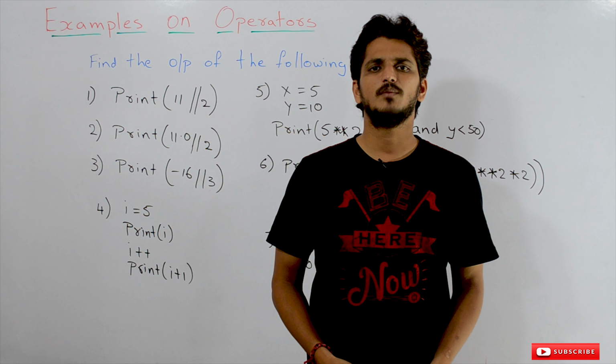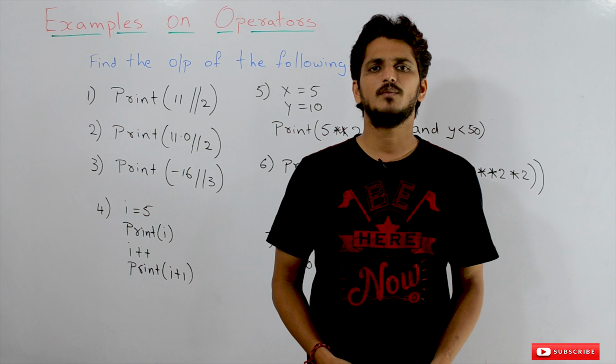Find the output of the following. First one, print 11 floor division 2. What's the output we'll get? 11 divided by 2, what's the value we'll get? 5 point something. Floor division means take the nearest least value. So the output is 5.